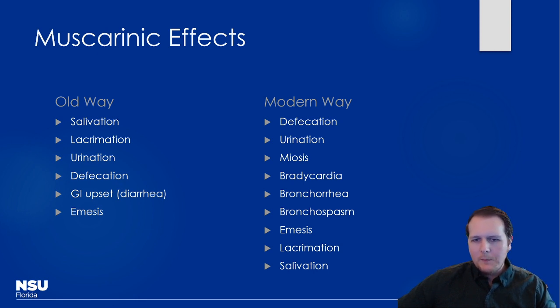I mean, no one's really going to pee themselves to death, right, for the most part. But if your lungs fill up with fluid and you're having bronchospasm, then you're not going to be able to oxygenate very well, and that can be fatal, right? So again, defecation, urination, miosis, bradycardia, bronchorrhea, bronchospasm, and then your emesis, lacrimation, and salivation. That's the DUMBBELS. That's how we remember this toxidrome.